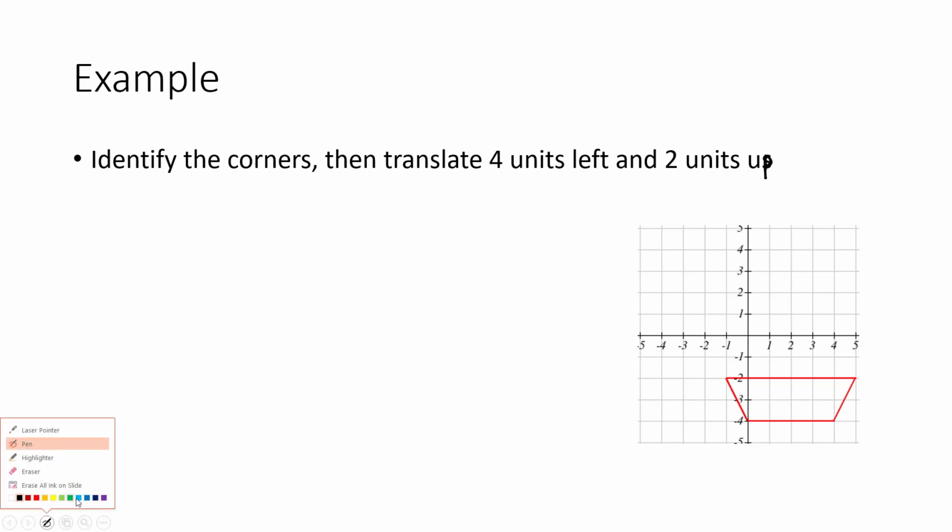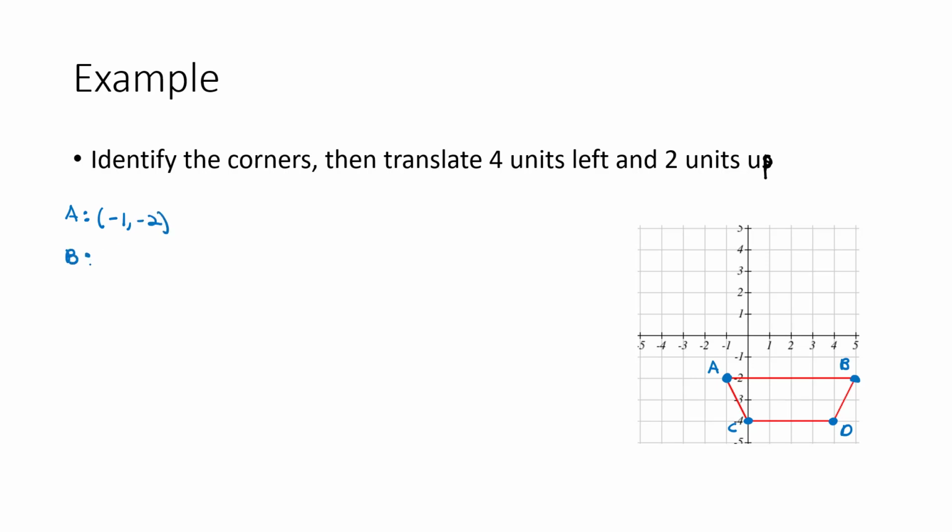To do that, we first are going to identify some points on this trapezoid to guide us. We're going to use the vertices to help us with that, and I'm going to name the vertices A, B, C, and D. A is currently at (-1, -2). B is currently at (5, -2). C is currently at (0, -4). And D is currently at (4, -4).